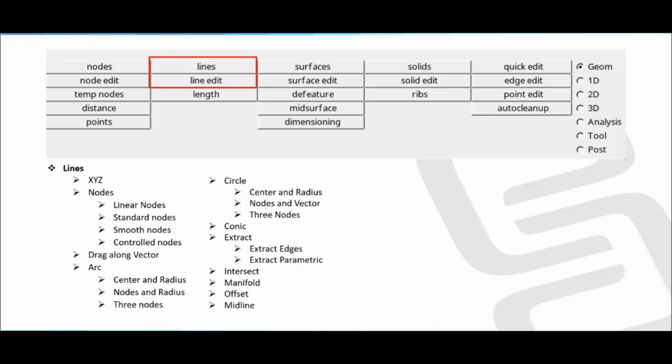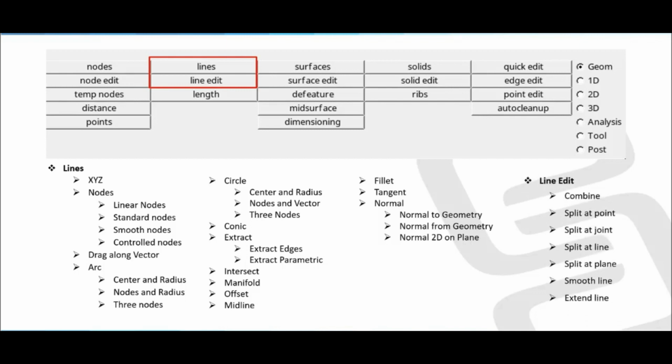Then you have extract. Under extract, you will have extract edges, extract parametric. Then intersect, manifold, offset, midline, fillet, tangent, normal. In normal, you have normal to geometry, normal from geometry, normal 2D on plane. And lastly, you have line edit panel, where you have the option of combining, split at point, split at joint, split at line, split at plane, smooth line, and extend line options. Now to show you all of the options, let's go directly to HyperMesh.